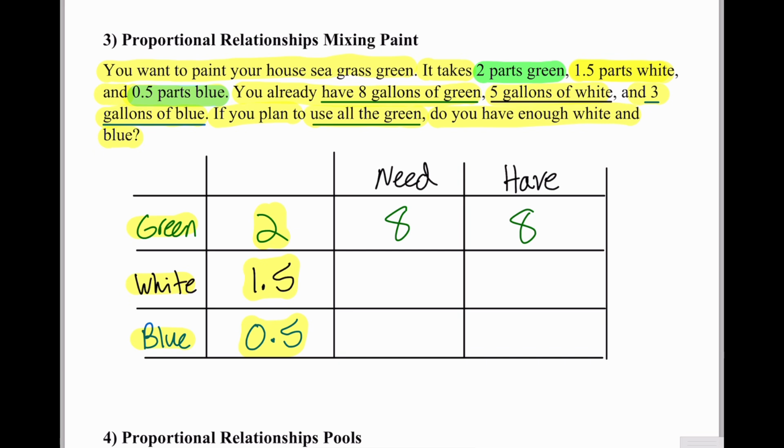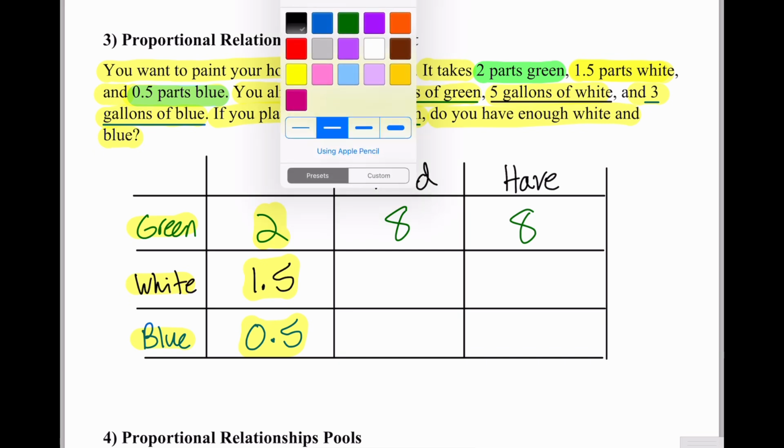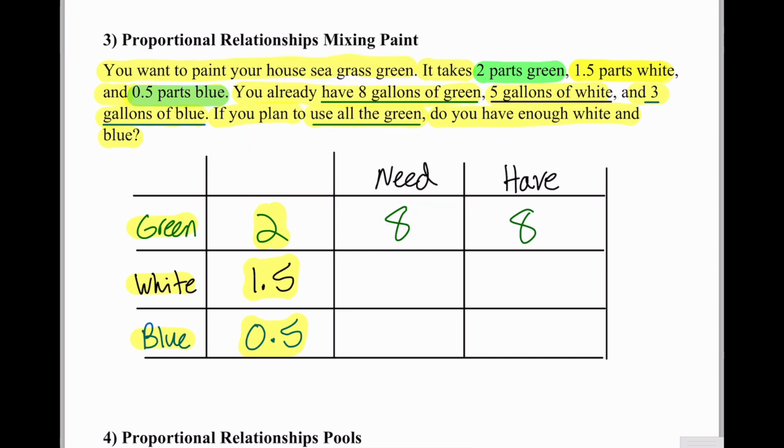Perfect. But if we're going to use all 8, there's a proportional relationship here, right? So we know that from 2 to 8 is going to be times 4. So we're going to do that for all of ours. The relationship is going to stay the same. It's proportional. And then 1.5 times 4 is going to be 6. And then 0.5 times 4 is going to be 2.